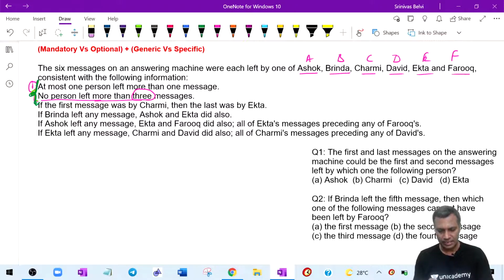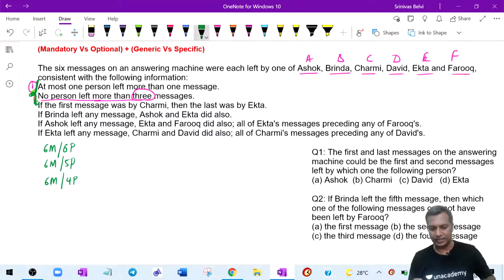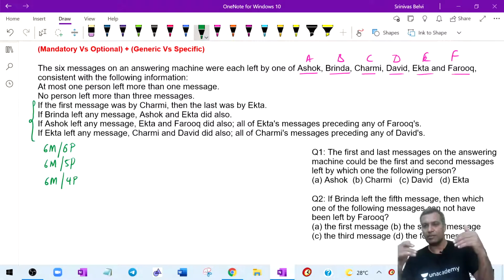Let's just record it. 6 messages can be because of 6 people, or the 6 messages can be because of 5 people, or 6 messages can be because of 4 people. Right, now let's come to the specific. Now where are the specifics? The specifics are here. The remaining 4 statements are trying to tell us something specific.